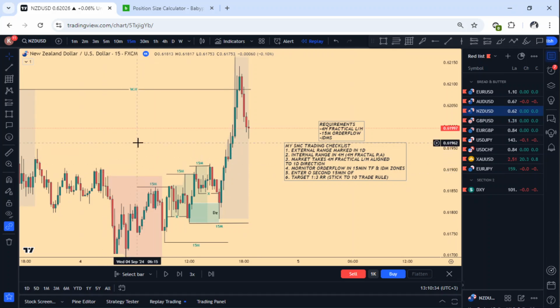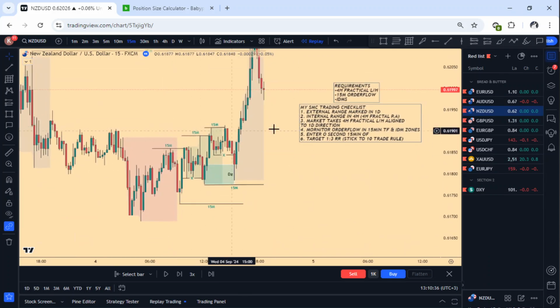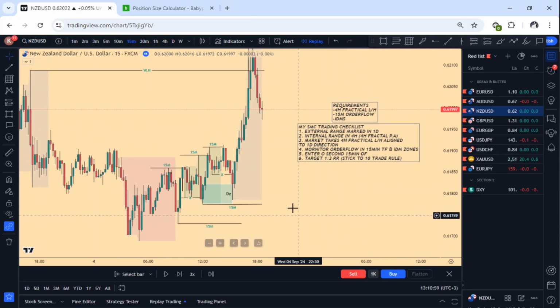So let's get started. What are the requirements? You need to interpret 4-hour fractal lows and highs. Then you also need to interpret 15 minutes order flow, and you also need to identify IDMs or liquidity points, and lastly maybe market structure. We are going to use this template that I always use, my checklist, to get such trades.